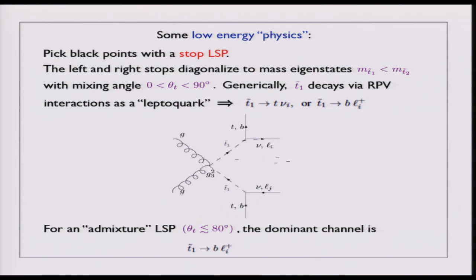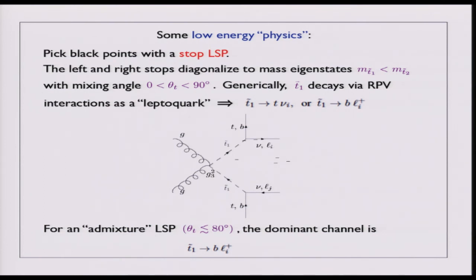So we're going to pick points. We're going to pick theories that have a stop LSP. There's lots and lots of such points. We'll pick a stop LSP. Why? Because it has color and charge, and therefore it's exotic as an LSP. These left and right stops diagonalize. We'll take t1 to be the light mass, t2 to be the heavier one, and they have some mixing angle.